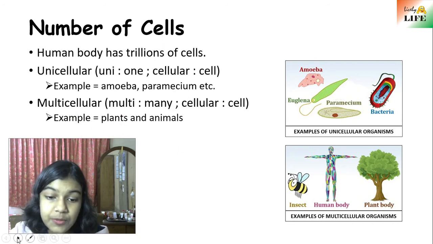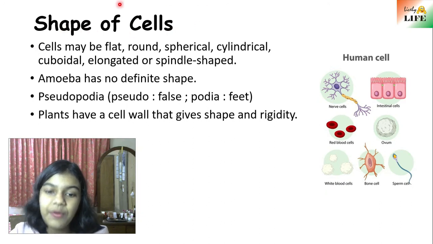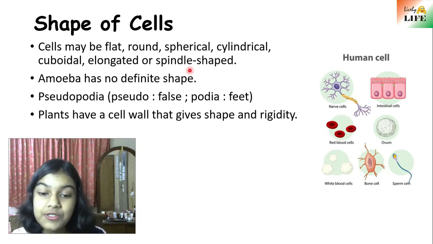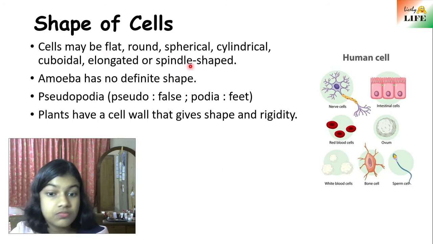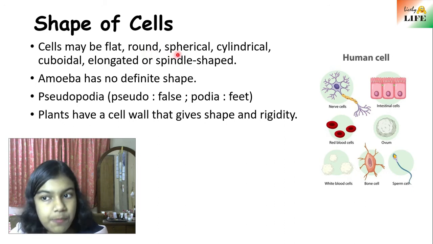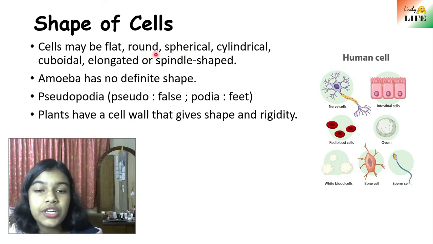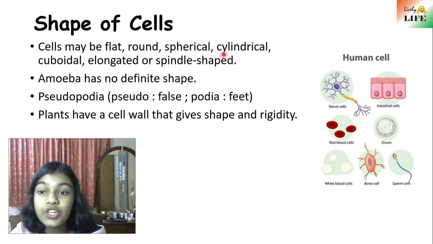Now, let's move to the next one, that is shape of cells. How organisms vary in shape. There are varieties in shape of cells too. Cells may be flat, they can be round, spherical, they can even be cylindrical, cuboidal, elongated or spindle shaped.